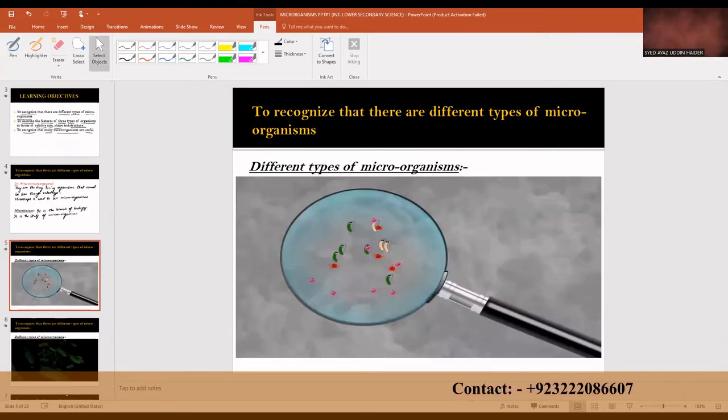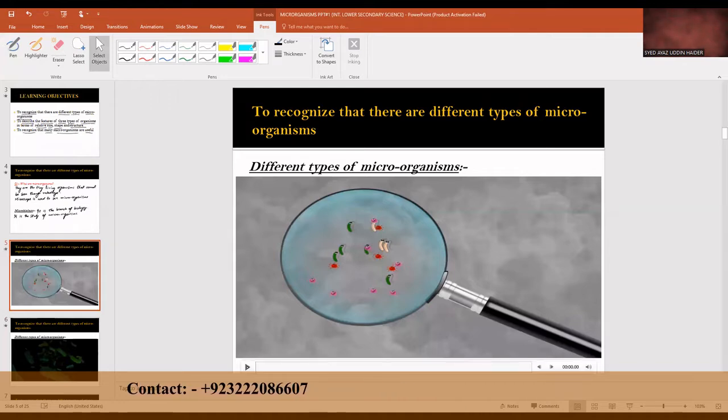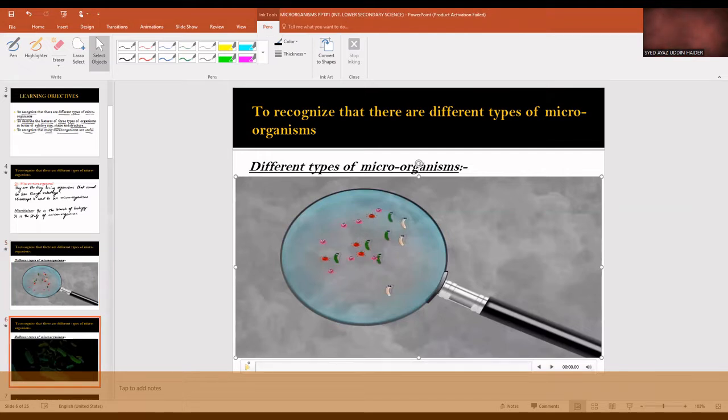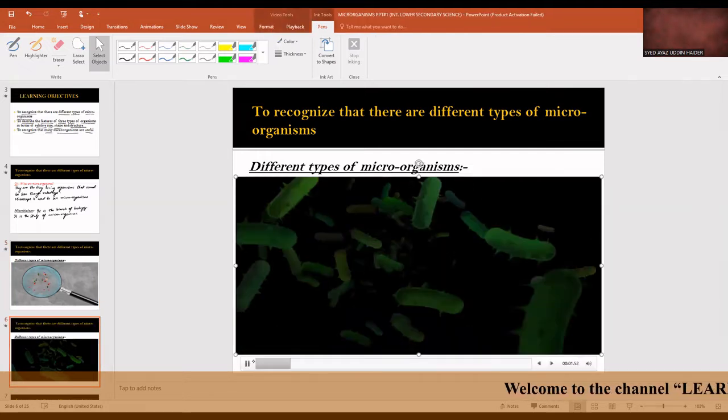Different types of microorganisms. This is the video showing different microorganisms. You can see here they are of different shapes and color, although it's an animated video. This video shows rod-shaped bacteria.